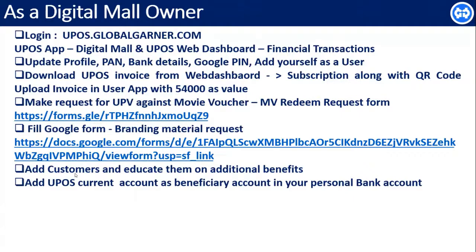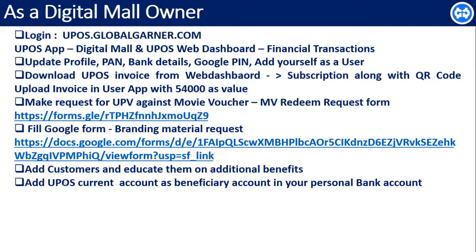Next, you need to add customers, include customers and explain to them the benefits, without which your UPOS, your digital mall will be just a software. You need to add customers. First customer is you yourself. Why? When you upload the bill, you will get 275 to 300 rupees. You know, that is about this one. You get that commission, no? So you can get that. And that's a UPOS commission.